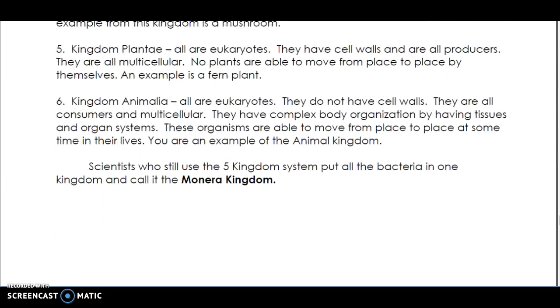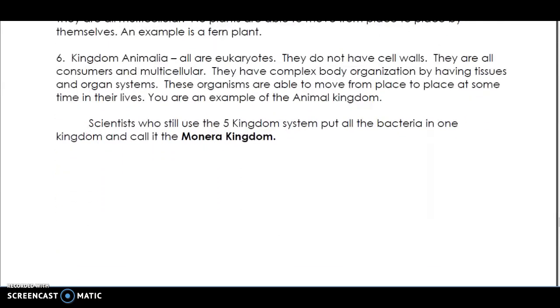Six, kingdom Animalia. All are eukaryotes. They don't have cell walls. They are all consumers and multicellular. They have complex body organization by having tissues and organ systems. These organisms are able to move from place to place at some time in their lives. You are an example of the animal kingdom. Scientists who still use the five-kingdom system put all of the bacteria in one kingdom and call it the Monera kingdom. So instead of having archaebacteria and eubacteria, they put those into just one kingdom called Monera.